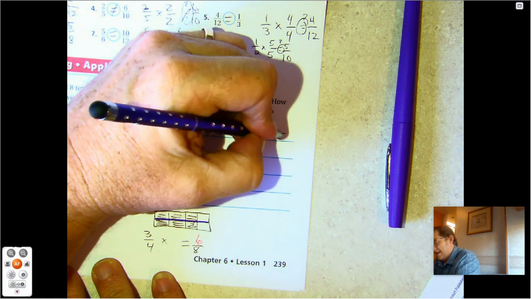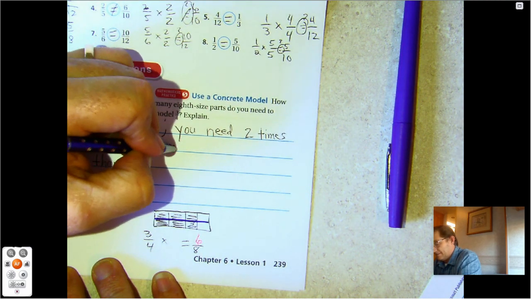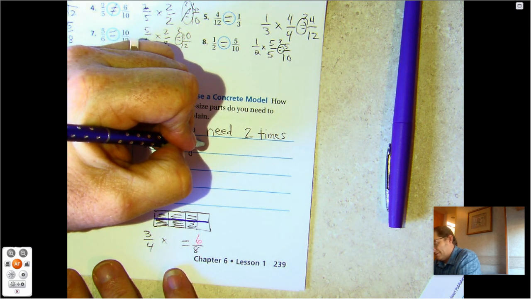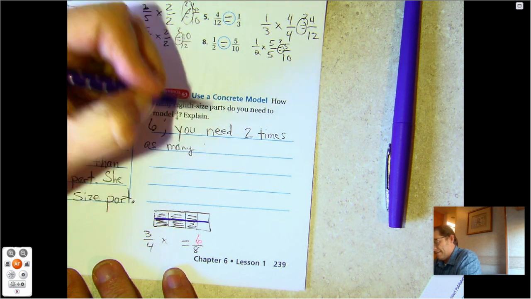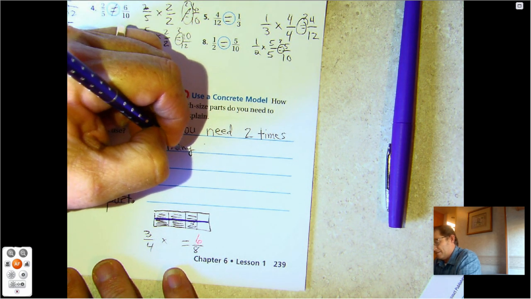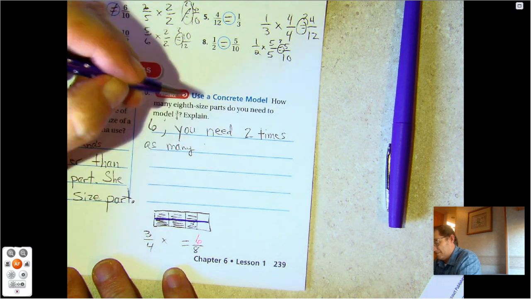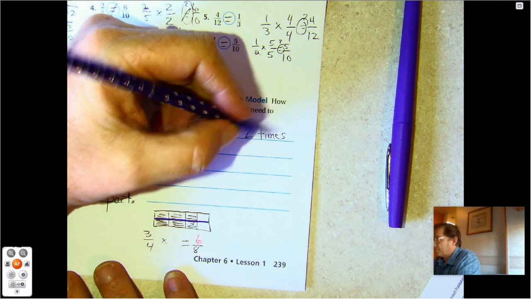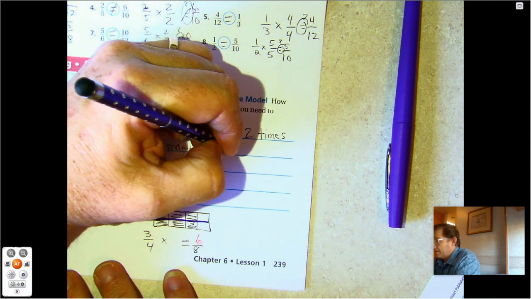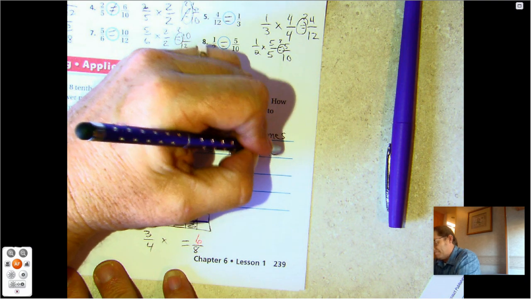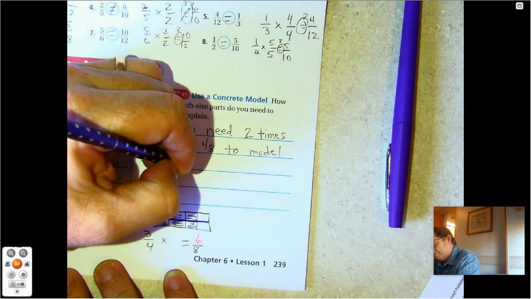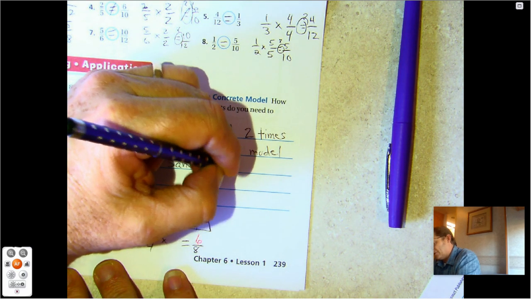You need 2 times as many eighths to model the same as 1/4, same amount as 1/4.